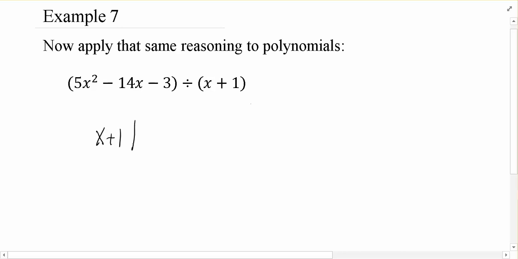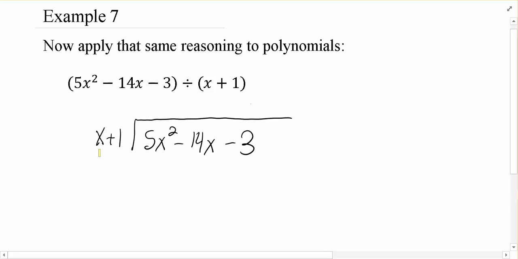Put the x plus 1 on the outside, and on the inside we can put the 5x squared minus 14x minus 3. Now our first step here is to say how many times does x go into 5x squared. The beauty here is we can ignore the plus 1. We're just caring about the biggest power, the biggest term in each of those. And so really what's going on in our heads is we should be thinking 5x squared over x is 5x.